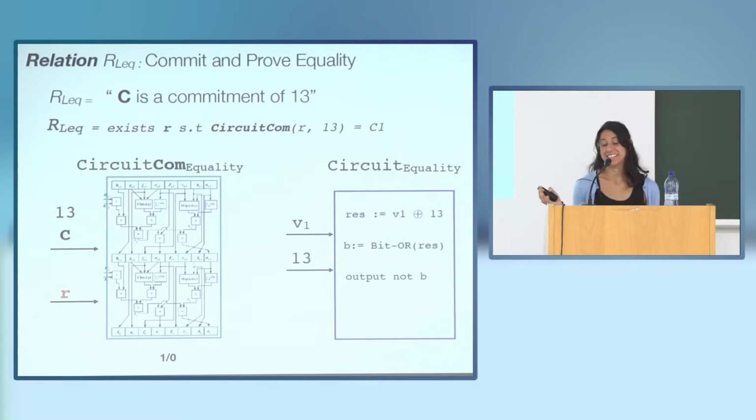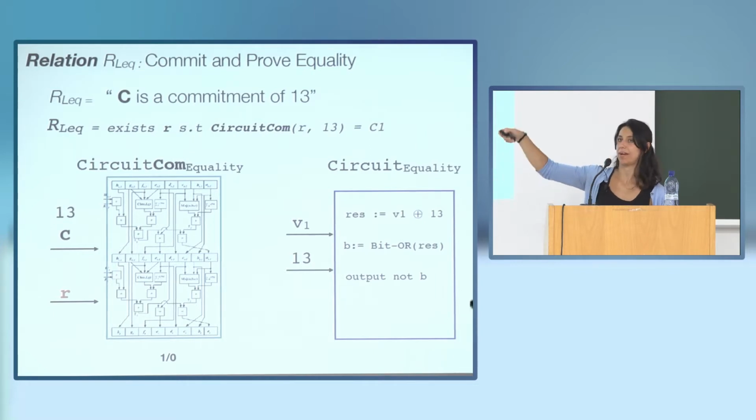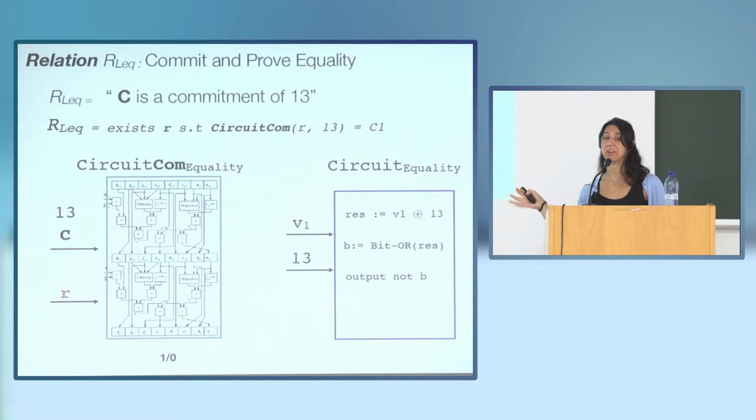So it's just to say, there's a big gap from what you have to prove to prove I know the opening of a commitment, while if you just say I know a secret value which is 13, that will be much easier.